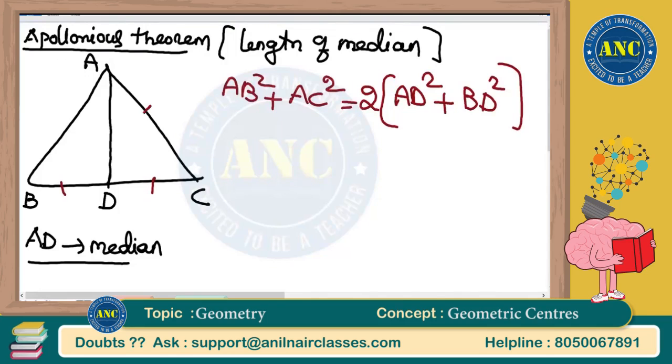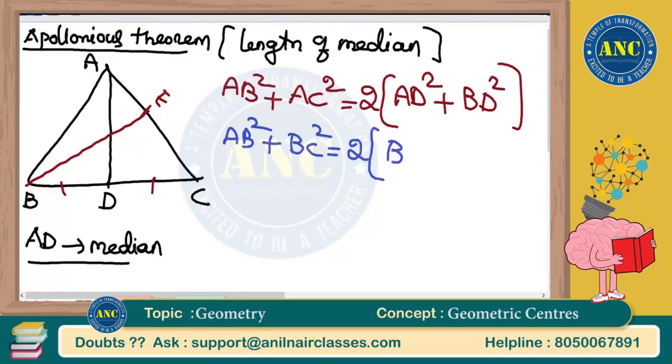One more time, suppose I take another midpoint E, and from the midpoint join the opposite vertex. From B, what are the sides connecting B? AB square plus BC square. It is nothing but 2 into, what is the median from B? BE square. Either take AE or EC. It is AE square.